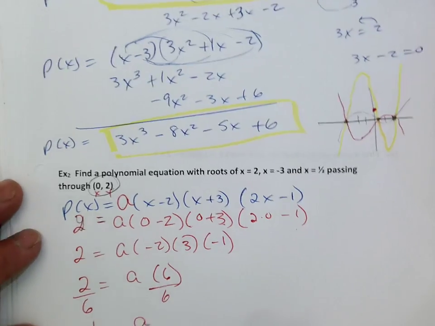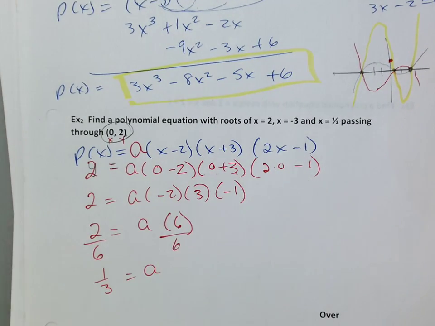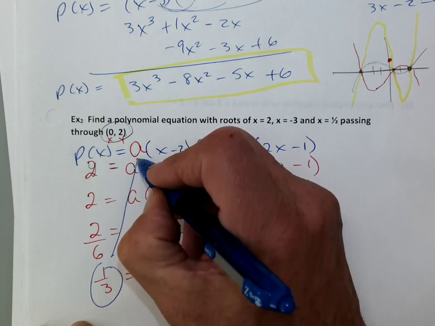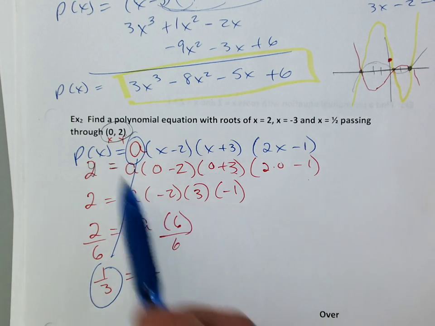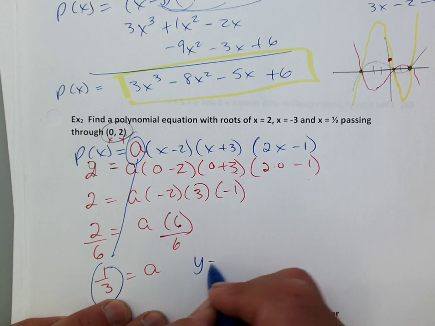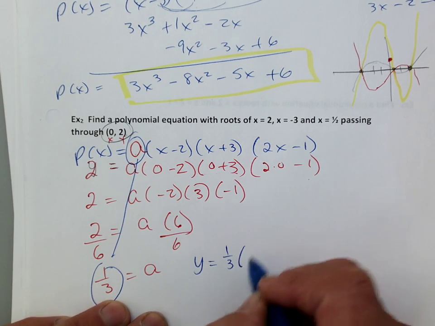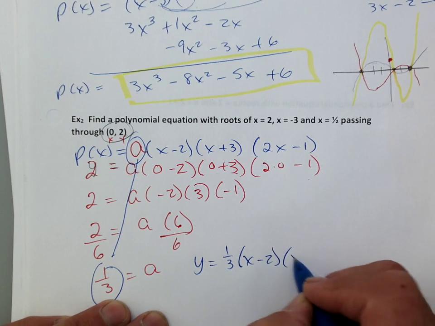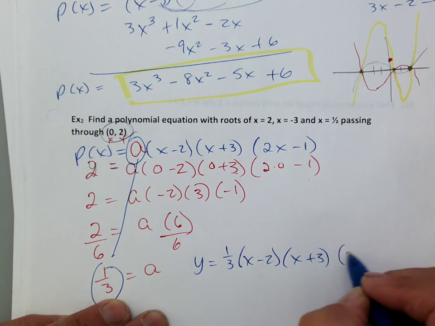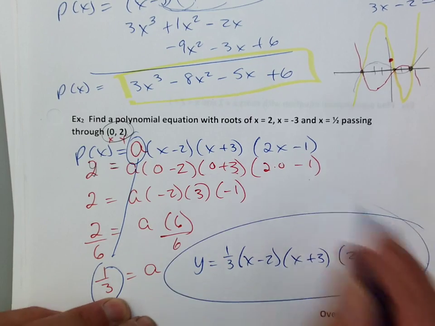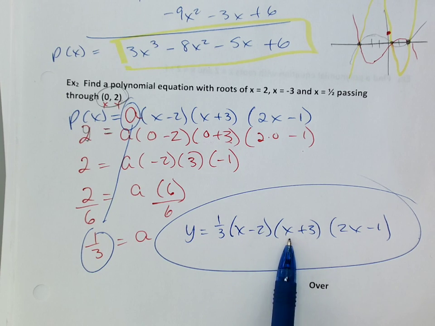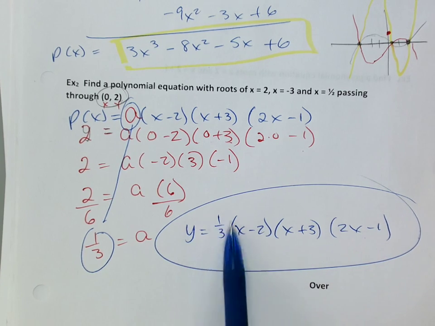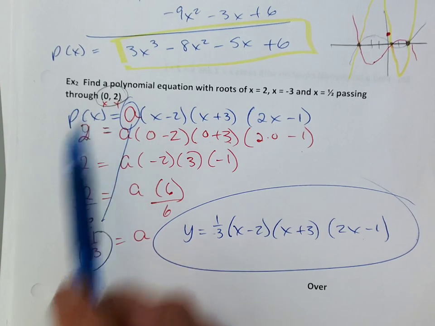Now, I know the value of a, so I'm going to take that answer and plug it right there, okay? So now I'm going to have a polynomial that will go through the point (0, 2), and it's going to be this one. It's y equals 1/3 times (x minus 2) times (x plus 3) times (2x minus 1). And that's the polynomial I want. It will have roots at 2, negative 3, 1/2, and because of this 1/3, it will definitely go through the point (0, 2).